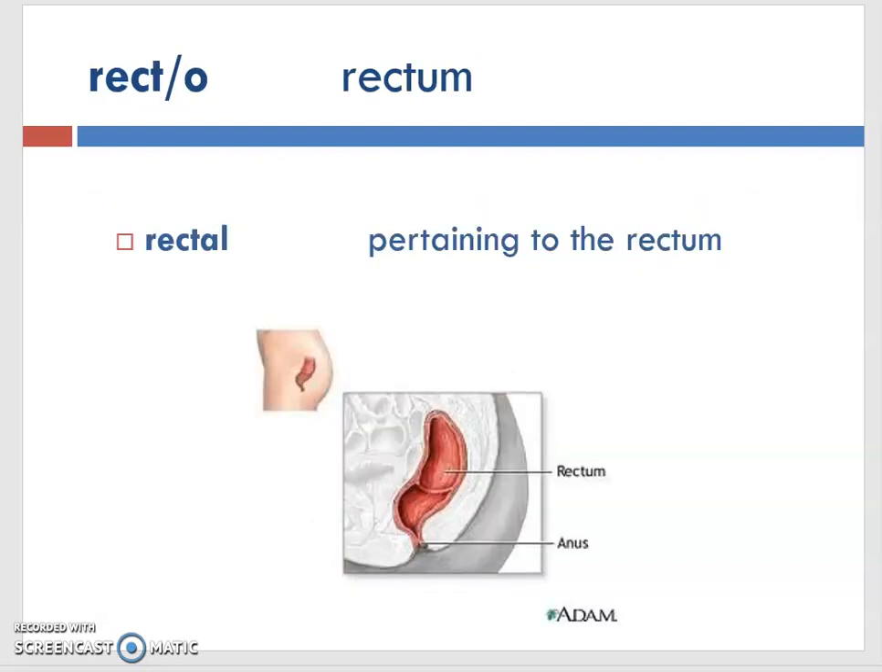And towards the end of the digestive tract, no pun intended, we have the rectum. Recto is the combining form. Rectal means pertaining to the rectum. So following the descending colon down, it turns into the sigmoid colon, which then turns into the rectum. And that's what you're seeing here in this illustration.